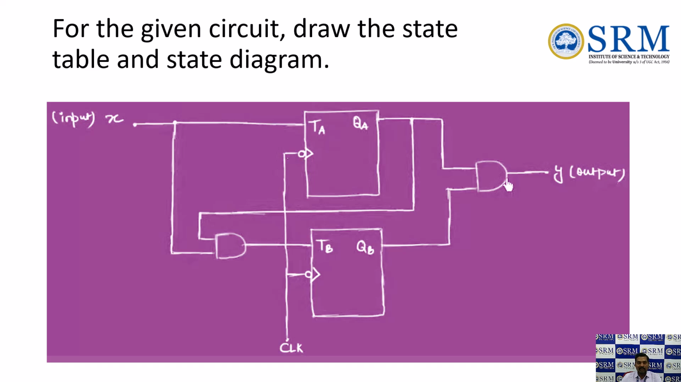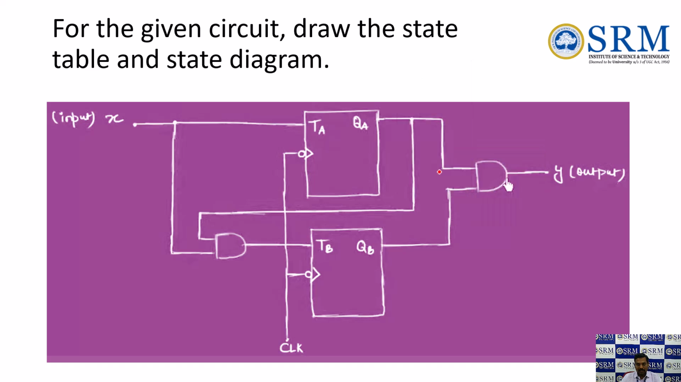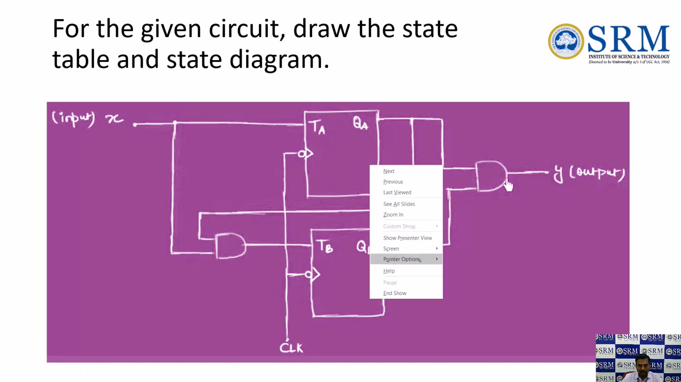One logic diagram was given. For this diagram, we are going to analyze the given circuit and draw the state table as well as the state diagram. The diagram has an input X, and two flip-flops are used: a TA flip-flop and a TB flip-flop. The outputs are QA and its complement, or conjugate, which we note as QA bar.